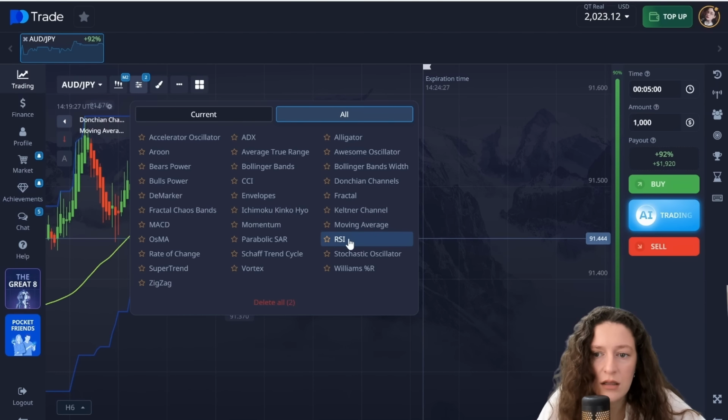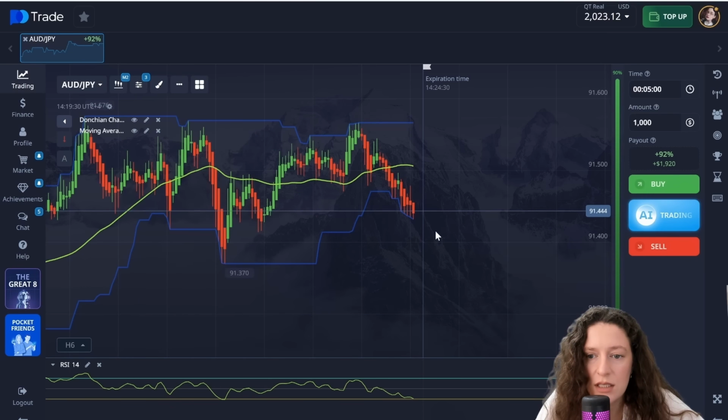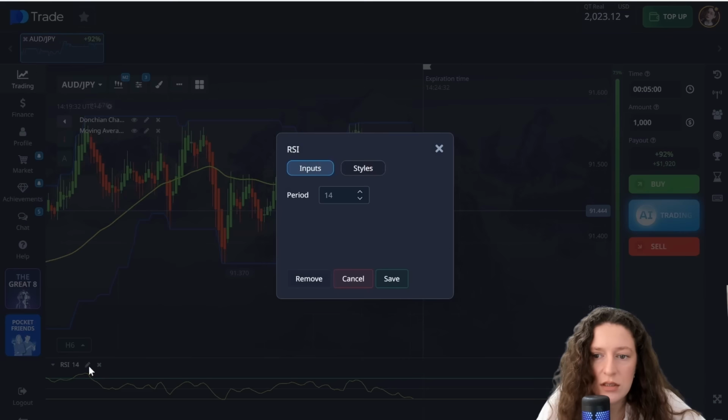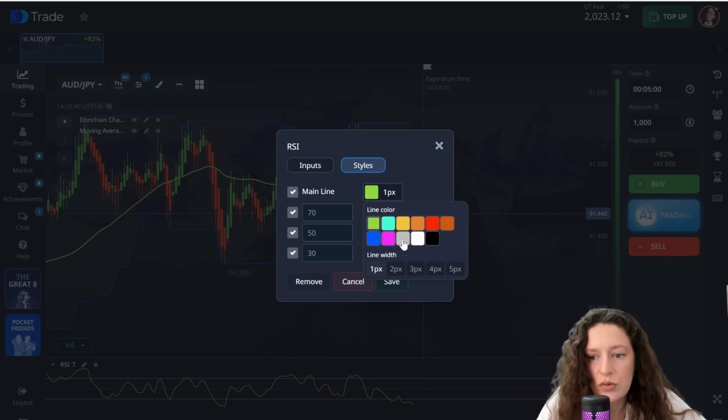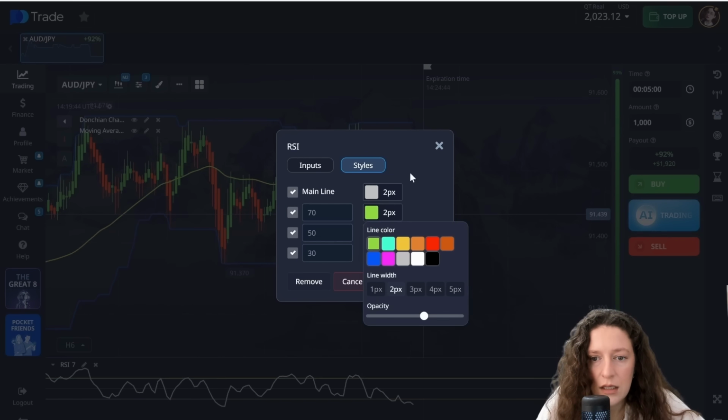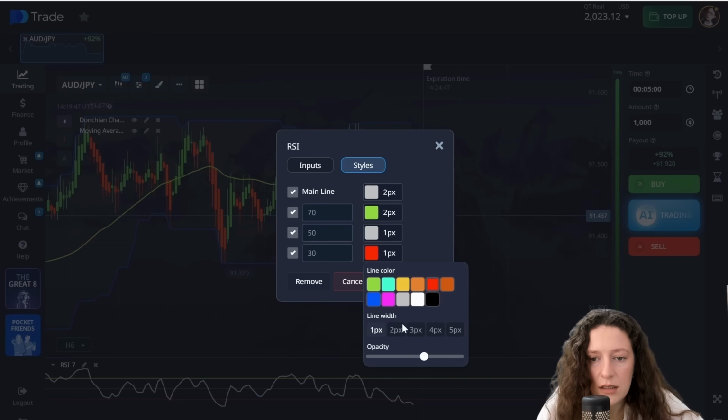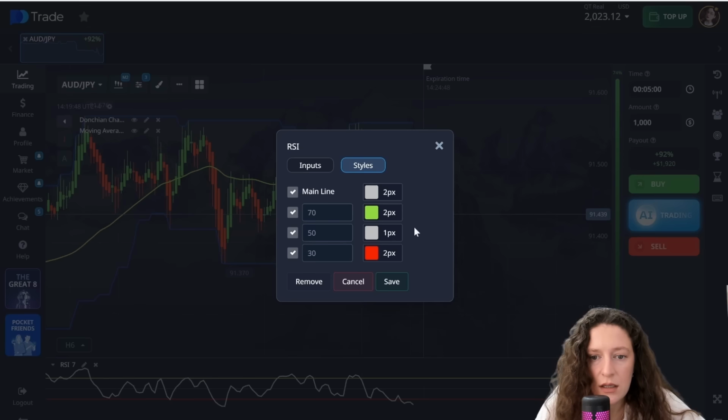The third and final indicator of the method is RSI. Let's reduce the period to 7. The main line is gray, maybe. Upper line is green, lower line is red. Let's turn off the middle line and save.